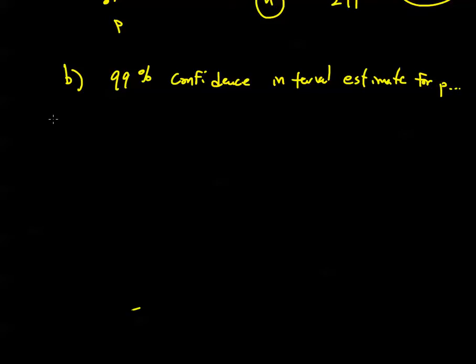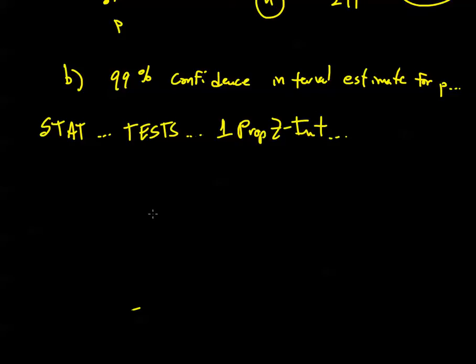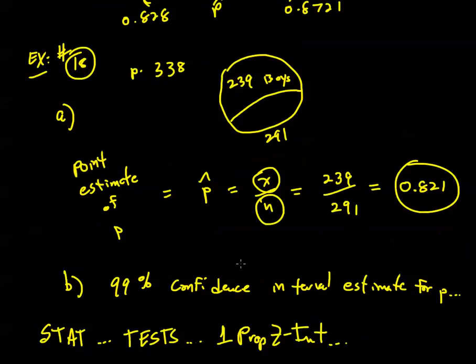Again, we're going to use the 1-PropZInt command. Punch the STAT button, scroll over and select the TESTS option, and then scroll down till we see 1-PropZInt, and then highlight and select to call up that command, and we should see the following prompts. The calculator prompts us for a raw score for number of boys, a sample size, and a confidence level.